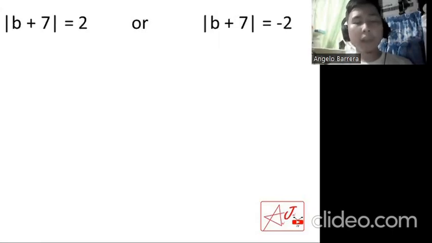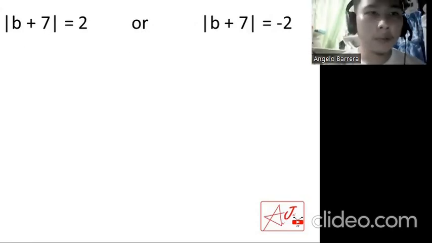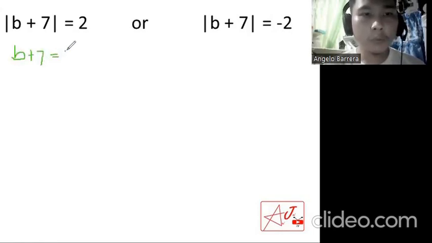So we have the absolute value of b plus 7 is equal to 2. Siyempre, kung may positive tayo, meron tayong negative, which is the absolute value of b plus 7 is equal to negative 2. Same as example number 1. First, tanggalin natin ang absolute value. So b plus 7, which is equal to 2. Ayan. So to get the value of b, kailangan natin kunin ang opposite ni positive 7 para siya ay makancel. So that will be negative. So b is equal to 2, so opposite ni positive 7 is negative 7.